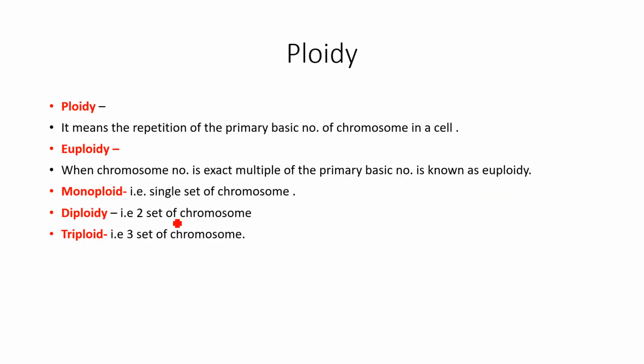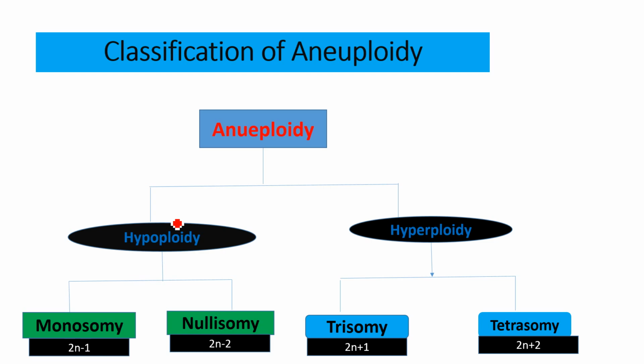Now ploidy. See, repetition of the primary basic number. Euploidy, exact multiple of the primary basic number. Monoploid, single set of chromosome. Diploid, two sets of chromosome. Triploid, three sets of chromosome. Then polyploid, many sets of chromosome.